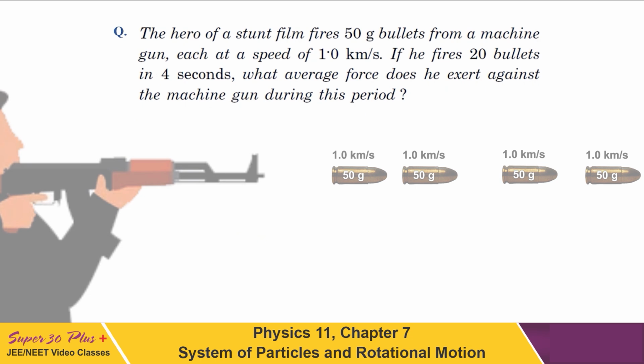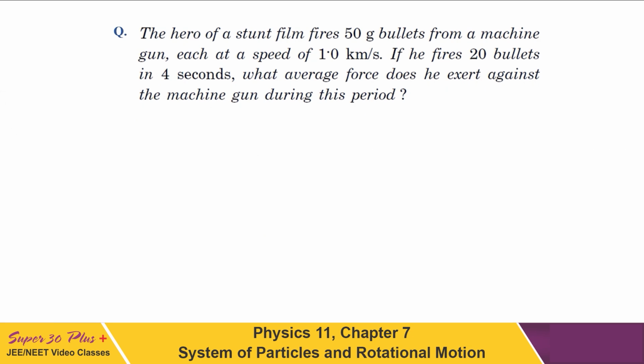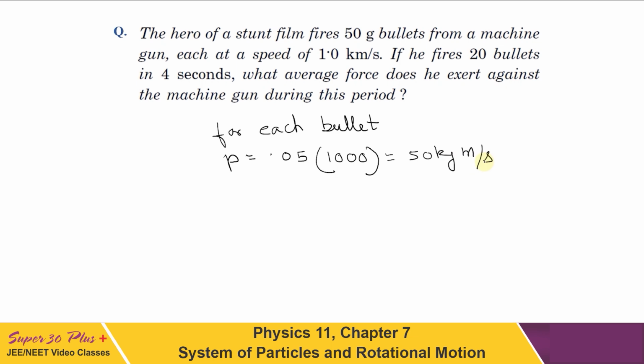Now if we write the momentum of each bullet, first for each bullet, P can be written as 0.05, this is the mass of the bullet in kilogram, multiplied with its speed, that is 1 km per second, so it has to be multiplied with 1000, that is equal to 50 kg meter per second. This is the momentum of each bullet. So the gun is imparted this much momentum by each bullet fired.